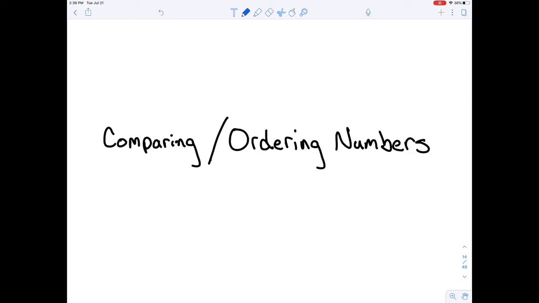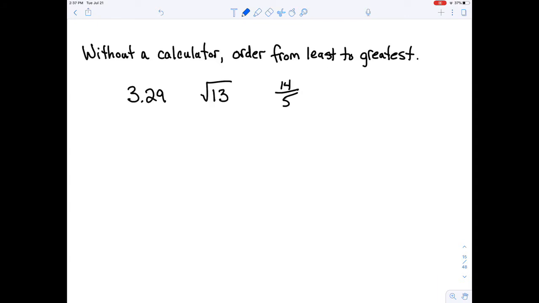This video will focus on comparing or ordering numbers in a variety of formats from most likely least to greatest, but you could apply it to greatest to least as well. Now let's begin. The first of two examples, without a calculator, order from least to greatest, presents you with three numbers: a decimal, a square root of an irrational number, and a fraction.